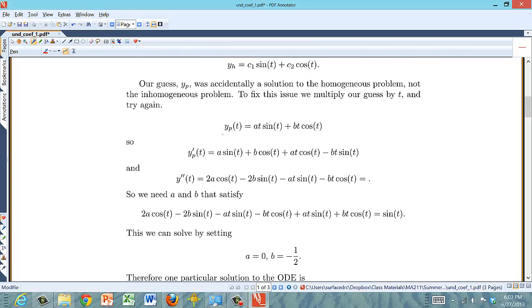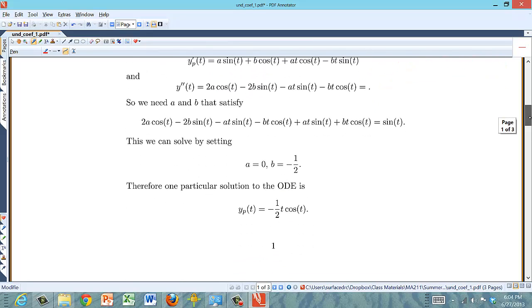So I originally thought that it was a times sine t plus b cosine t. Instead, I'm going to multiply that thing by t and get my new guess. I'll go ahead and plug that guess into the ODE, and lo and behold, everything works out beautifully. You get a coefficient of b being negative 1/2, and here you get one particular solution to the ODE. You should go back and read through this carefully and do all of that work by hand yourself to make sure that it makes sense to you.